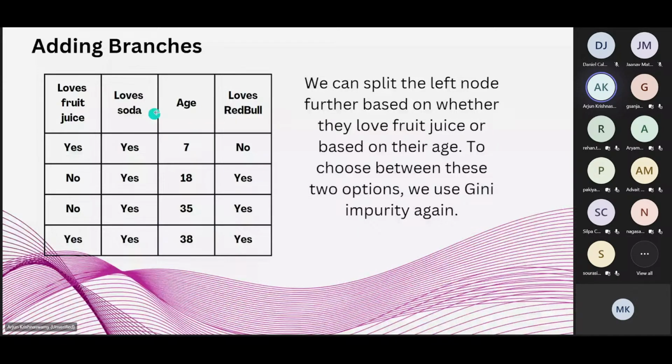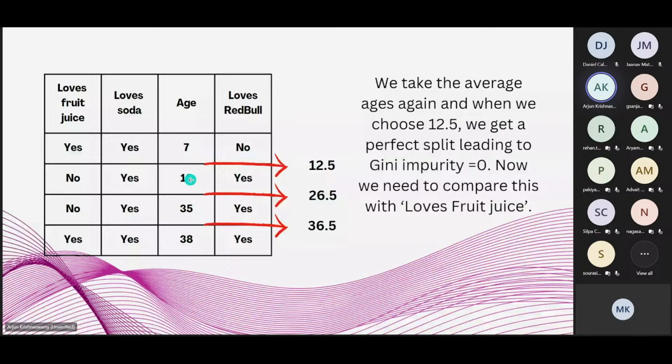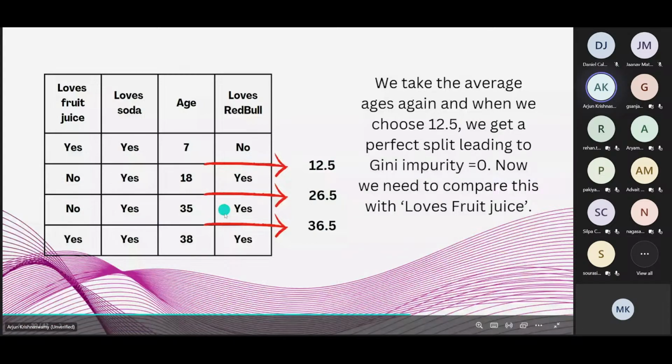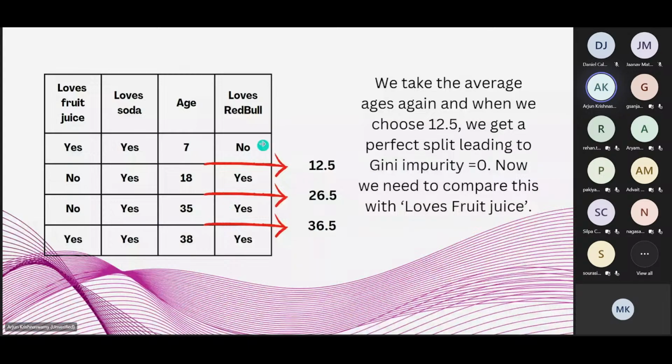And we find the average ages: 12.5, 26.5, 36.5. Here, if you observe closely, if you use 12.5 as our criteria to classify, all the people aged less than 12.5 belong here, and they don't like Red Bull. All the people aged more than 12.5 belong here, and all of them like Red Bull. So using 12.5, we get two pure nodes, two leaf nodes. So the Gini impurity is 0. So again, we can easily make out that this is the best split.